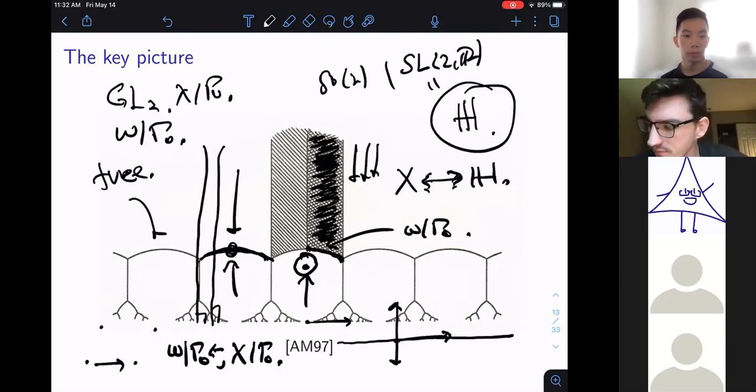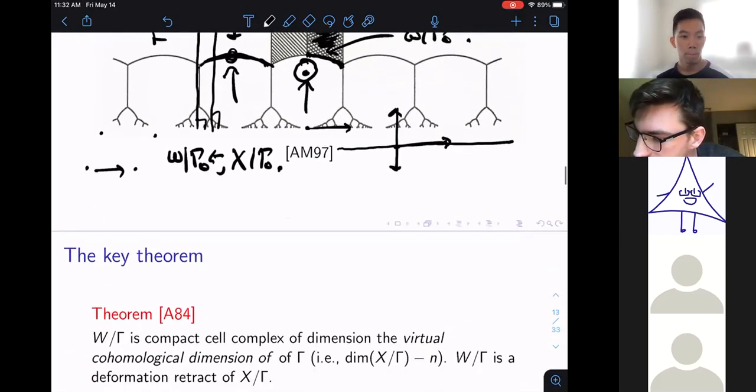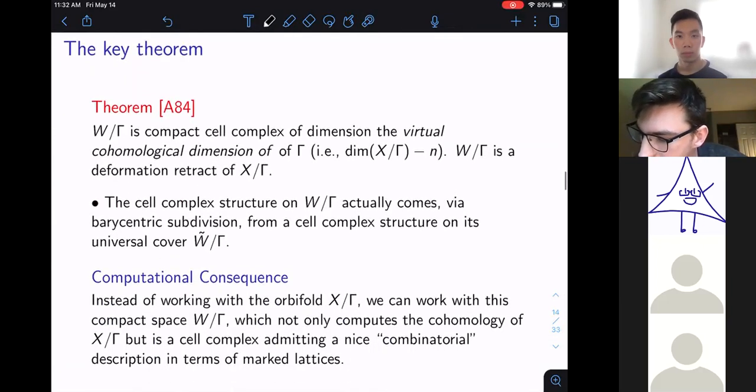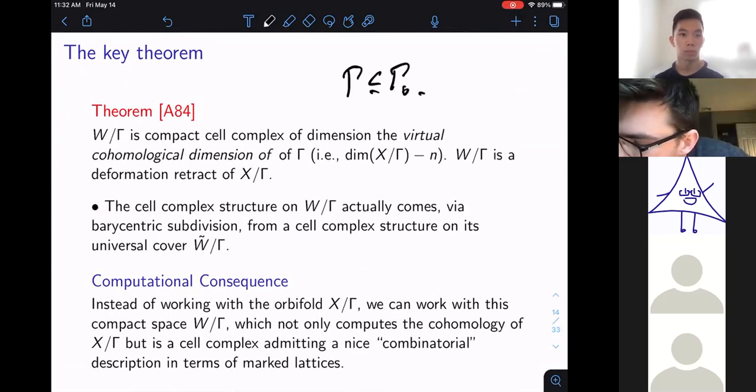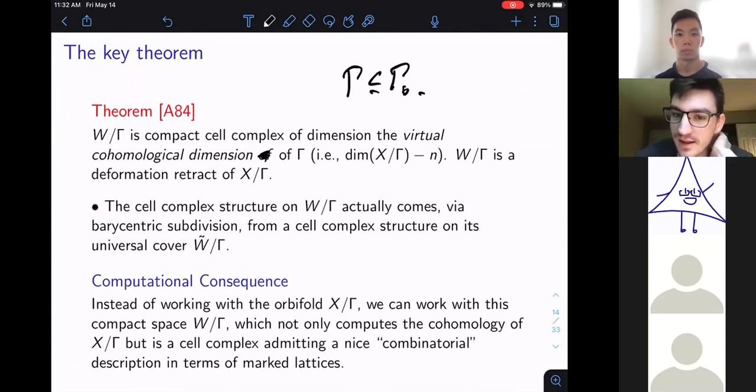Okay, so here is the theorem. So the theorem is that W mod gamma is, remember, gamma is any arithmetic subgroup that you choose inside gamma naught. This is a cell complex, it's compact, and it has dimension the virtual cohomological dimension of gamma. So what that means is that you can compute this through gamma equivariant cohomology, or you can compute the group cohomology of gamma. And W mod gamma has this dimension. Okay, and it's a deformation retract of X mod gamma.